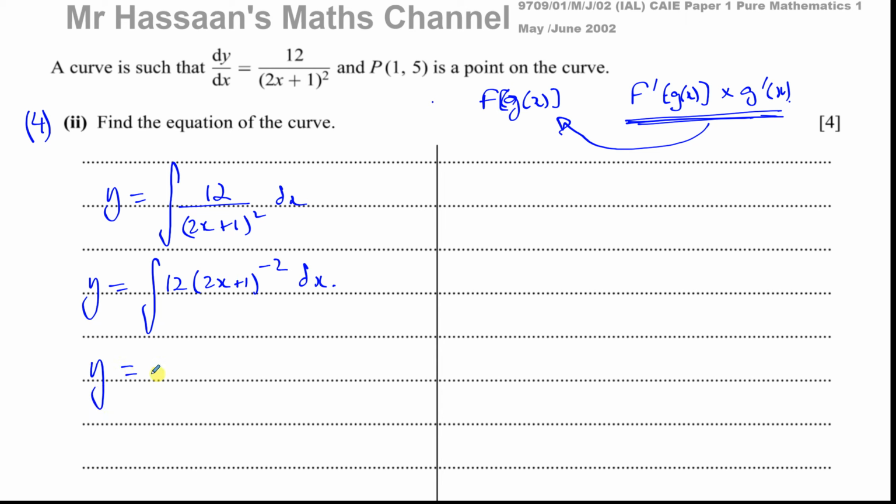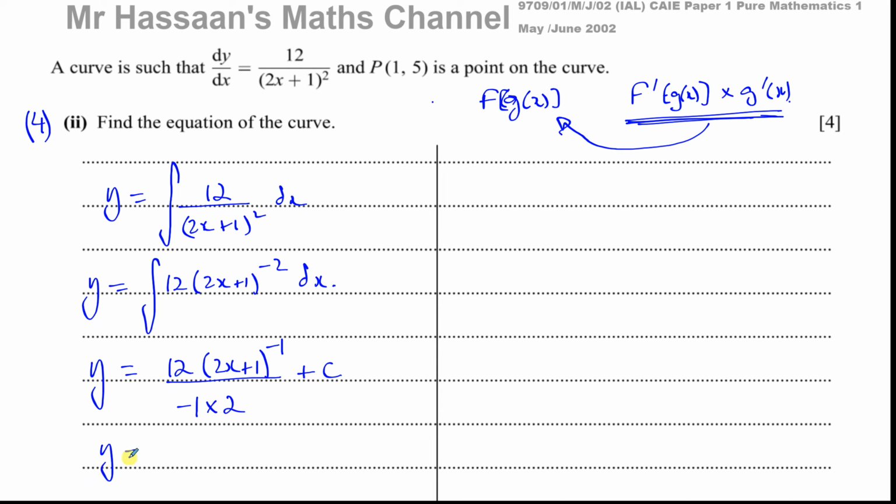So once we start reversing the chain rule, what we do is we get rid of the integral sign, we add 1 to the power, and then we divide by the new power, just like we do with integration. So we divide by the new power, and then we also divide by the differential of what's inside the function. In this case, if I differentiate 2x plus 1, I get 2. And then we put plus c. Don't forget the plus c.